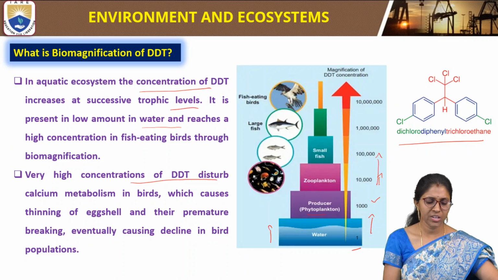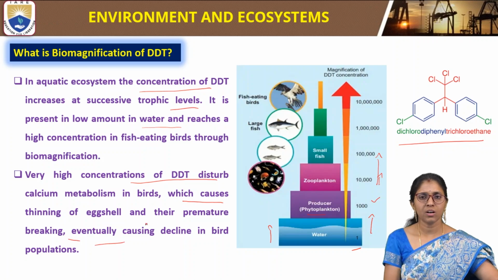Here the very high concentration of DDT disturbs the calcium metabolism in birds, which causes thinning of eggshells and their premature breaking eventually. So these are causing the decline in bird populations.